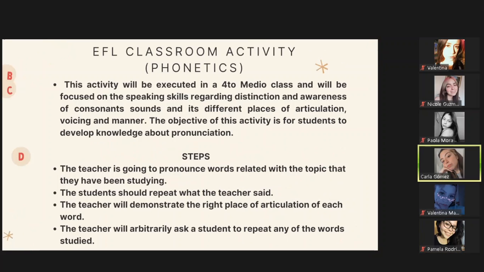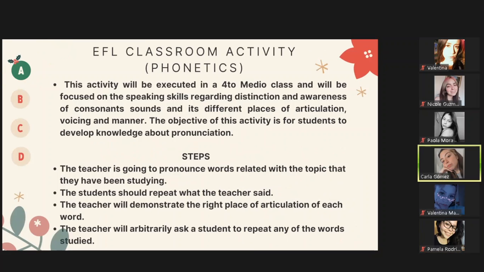Now we are going to start with the activities. The first one is about phonetics. This activity will be carried out in a cuarto medio class, and it will focus on speaking skills, regarding distinction and awareness of consonant sounds and their different places of articulation, voicing, and manner. The objective of this activity is for students to develop knowledge about pronunciation.